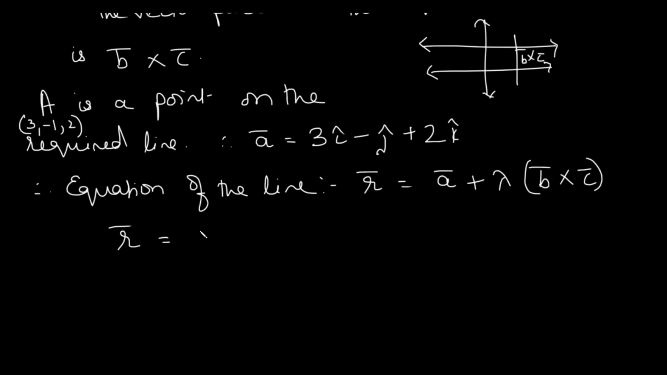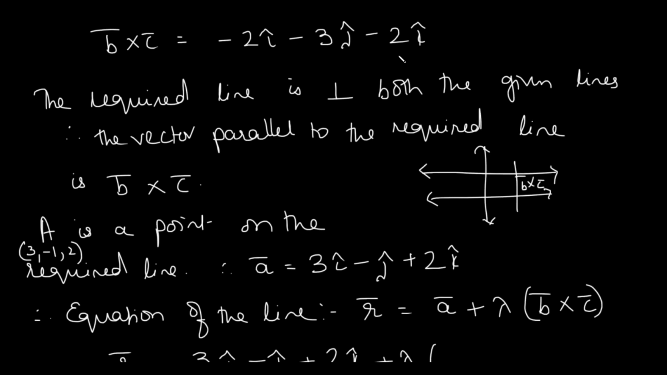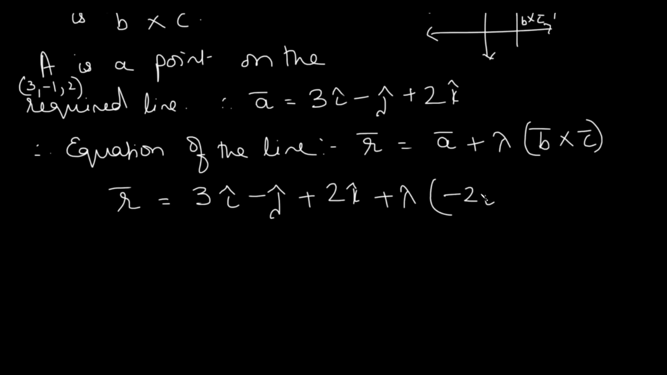So r = 3i - j + 2k + lambda into whatever answer we got for B cross C, and that answer was -2i - 3j - 2k. So this can be the equation of the line. Thus we have completed all the sums of exercise 6.1.